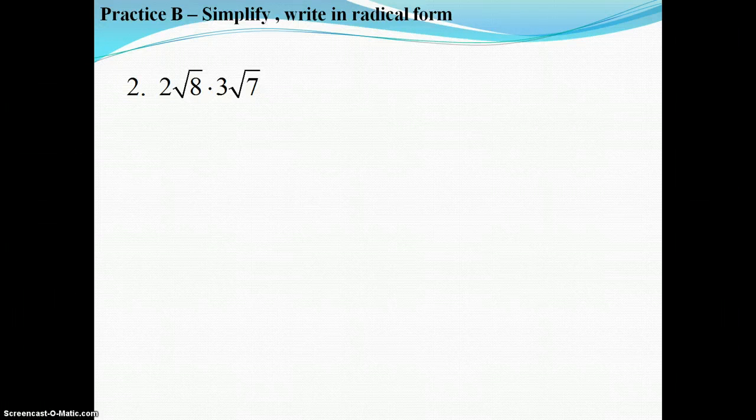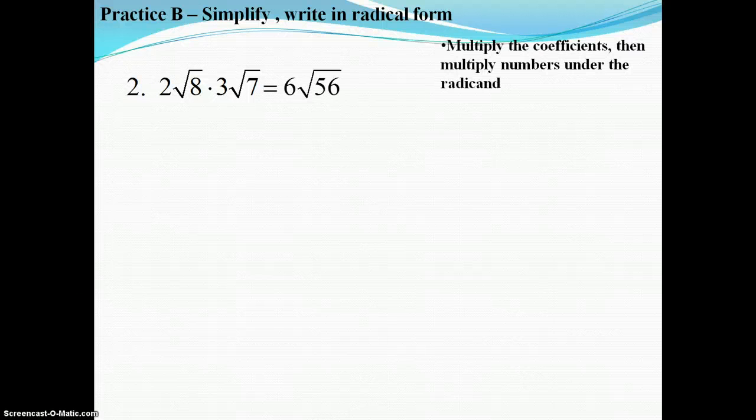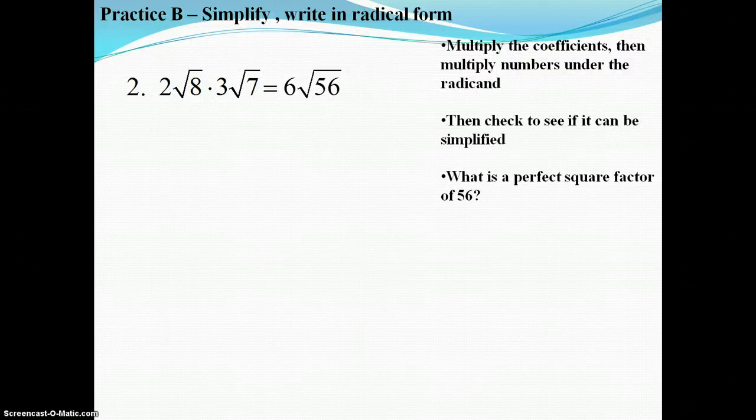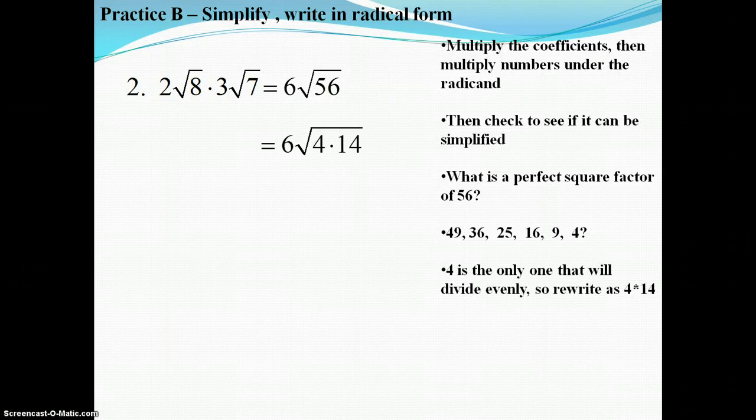Take a look at number 2. If I've got numbers on the inside and numbers on the outside, what I'm going to do is multiply the numbers on the outside. That's going to become a 6. And the numbers on the inside are going to be 8 times 7, 56. The numbers on the inside stay on the inside. Numbers on the outside stay on the outside. So all I've got to do now is see if that reduces. The 56 does reduce. It can go 4 times 14.